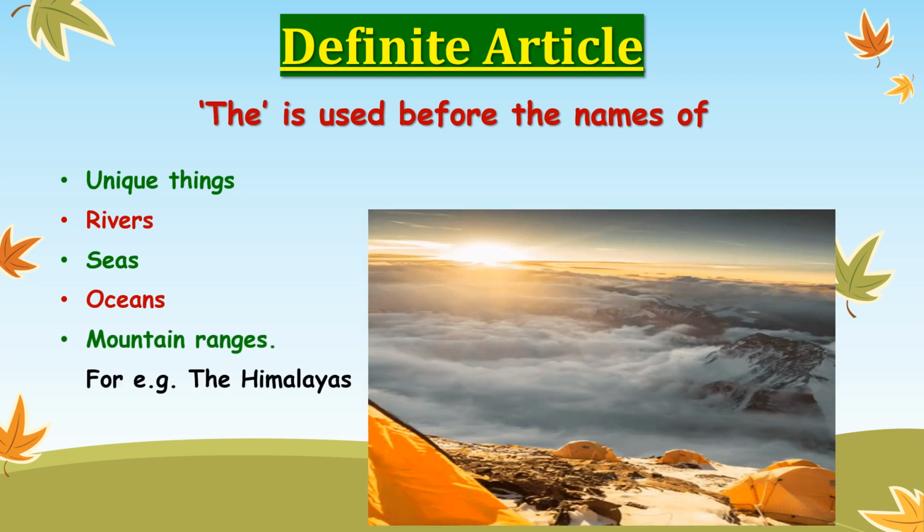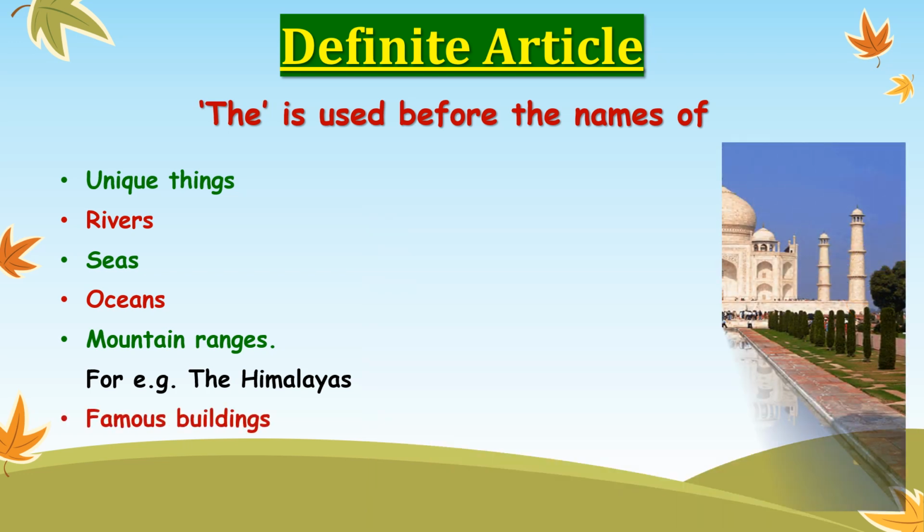Mountain ranges, mind it, we use the before the names of mountain ranges. For example, the Himalayas. But we cannot use the before the names of mountain peaks. For example, we cannot write the Mount Everest. That's wrong, because we use the only before mountain ranges and not before mountain peaks.